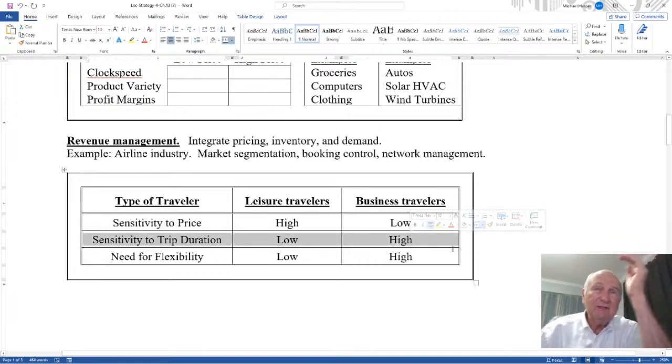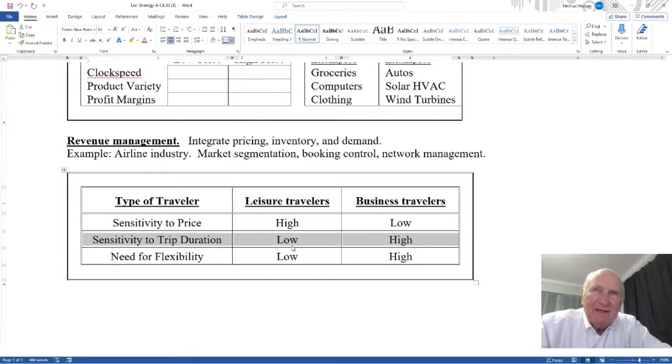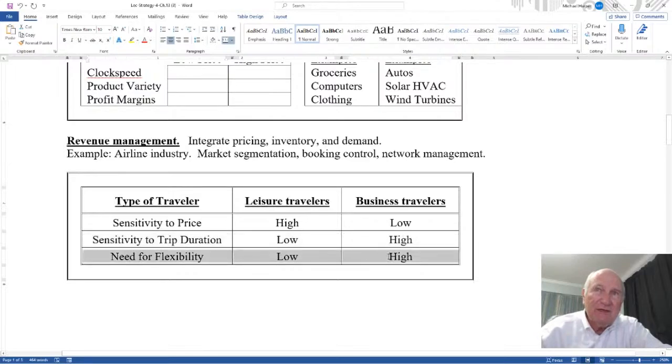Sensitivity to the trip duration, high sensitivity by the business travelers because they have to get there for that meeting. Low sensitivity for the trip duration for the leisure travelers. Oh, I'm there, but I can stay another day. I'm on vacation, or yeah, I can wait a day. That's fine. They're flexible. Okay, the sensitivity to the duration of the trip, low, but it's high for business travelers. And need for flexibility, very low. Need to be flexible for leisure travelers, very high.